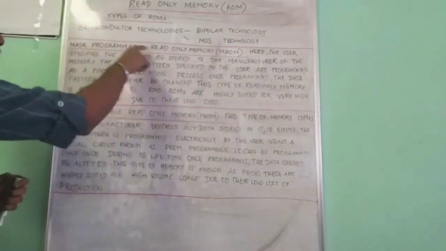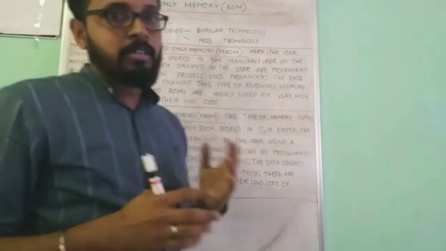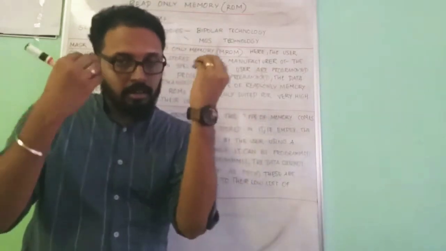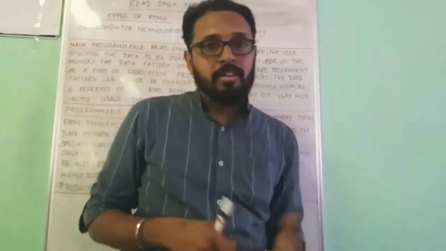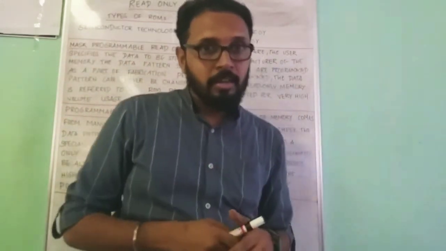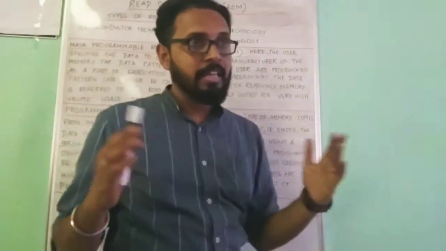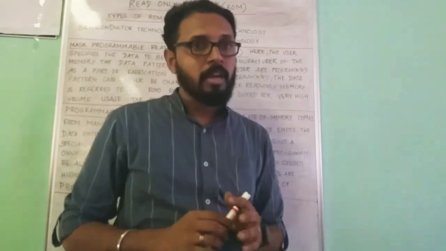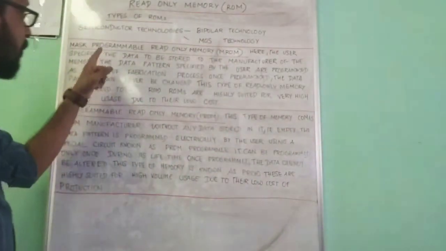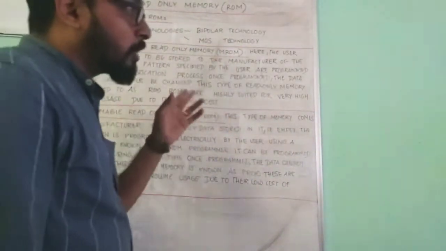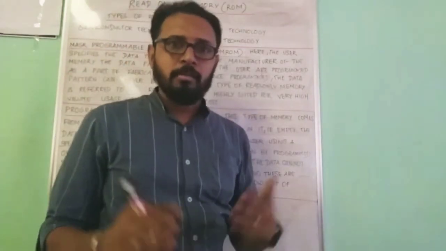First one is a mask programmable read-only memory. Here, the user will tell the manufacturer what type of data they need, and once the data is entered, the data cannot be changed as in any normal ROM. The mask programmable read-only memory, or MROM, is usually called by the name ROM itself.